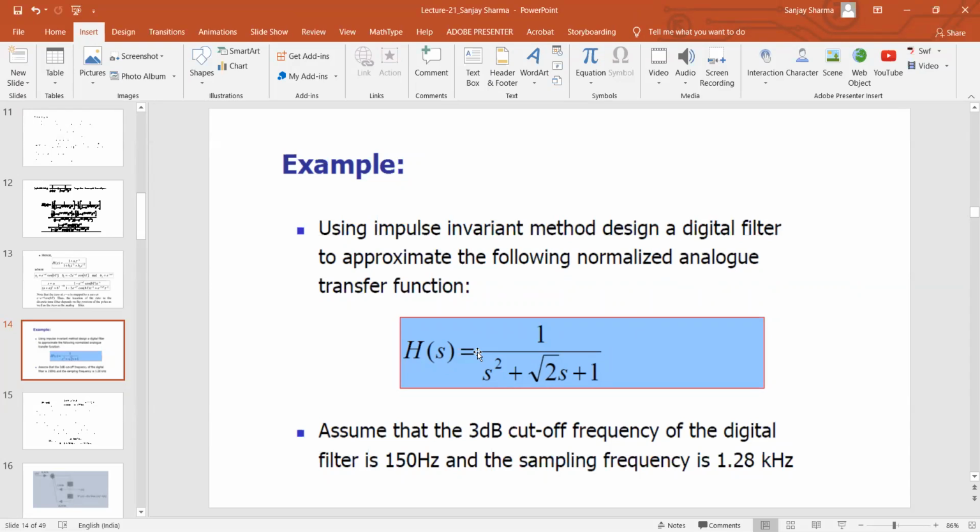So we are designing by the impulse invariant method, and this is the filter given. This is the second order Butterworth filter. It's an all pole filter, right? It's a low pass filter, a second order filter prototype. Assume that the 3 dB cutoff frequency of the digital filter is 150 Hertz, and the sampling frequency is 1.28 kilohertz. This is given. We have to design a digital filter to approximate the following normalized transfer function. I mean, this is a normalized transfer function and we have to use this.